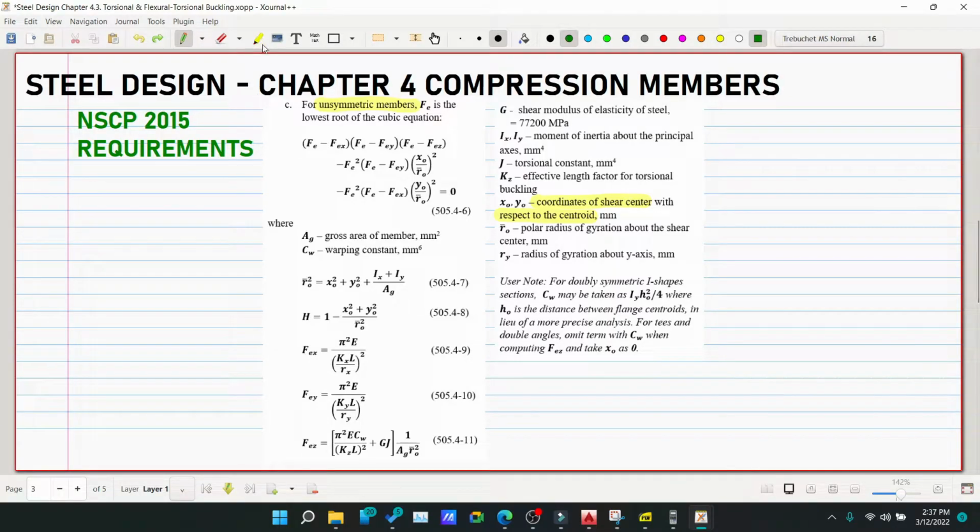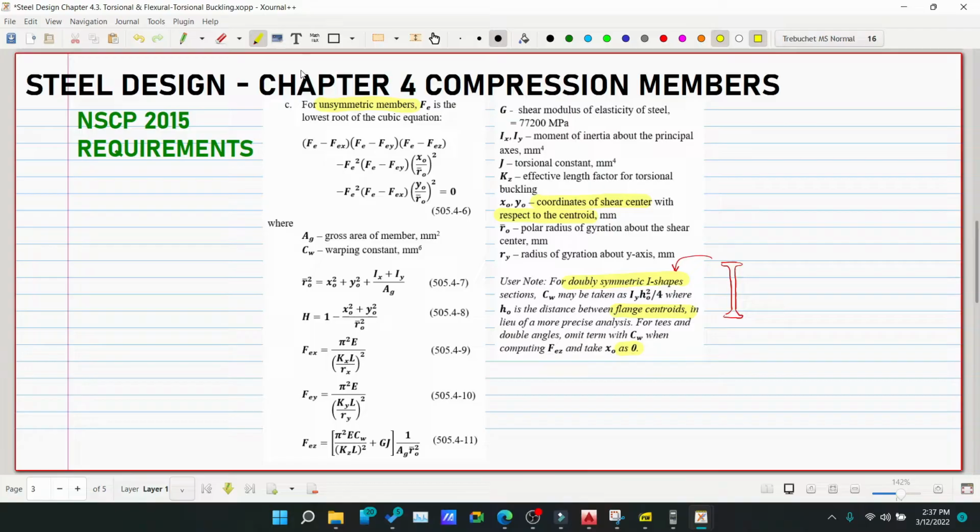So, user note, for doubly symmetric I-shaped sections, CW, okay, magkaiba ang I-shape sa wide flange. Okay, magkaiba yan. Kasi ang I-shape, ganito yung shape niya. Ayan. Hindi wide yung flange. Kaya nga I, di ba? Ayan. Kasi ang wide flange, from the word itself, wide, okay, sabihin, malapad yung flange niya. Okay? So, yung ating CW may be taken as Iy multiplied by h sub o squared over 4, where h sub o is the distance between, okay, the flange centroids in lieu of a more precise analysis. So for T's and double angles, omit term with CW when computing FEZ and take x sub o as 0.